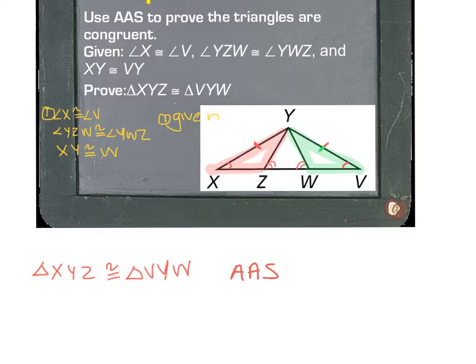What of that acronym, what of it do you already know? So we've got the sides, XY and VY. We already have the S. And then we have angle X is congruent to angle V, so we have an A. All we need to do is prove that one of the other 2 pairs of angles is congruent, and we've done what we need to do. So how can we do that?